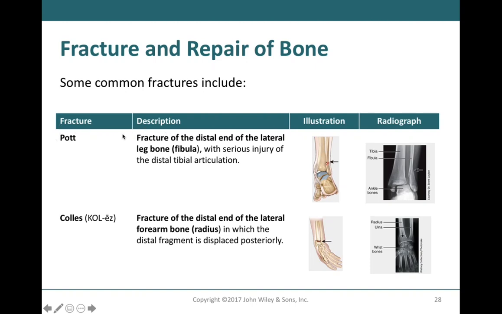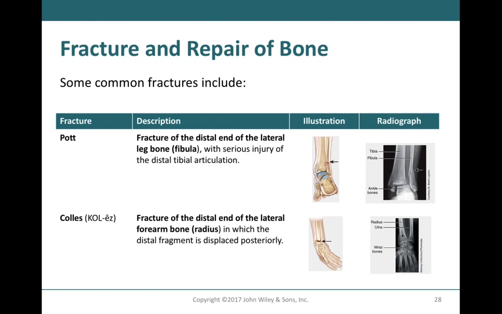This fracture is a little bit more specific than some of the other ones we've mentioned, but I would still like you to understand that this fracture occurs specifically with the fibula. We also will have the Colles fracture, which is similar to the Potts fracture, but this occurs at the distal end of the radius bone, and this is found at the lateral side of the arm.